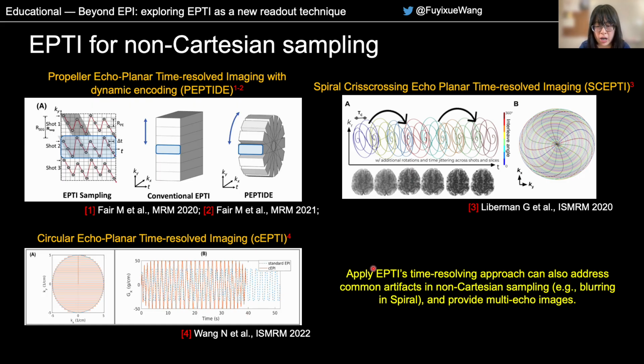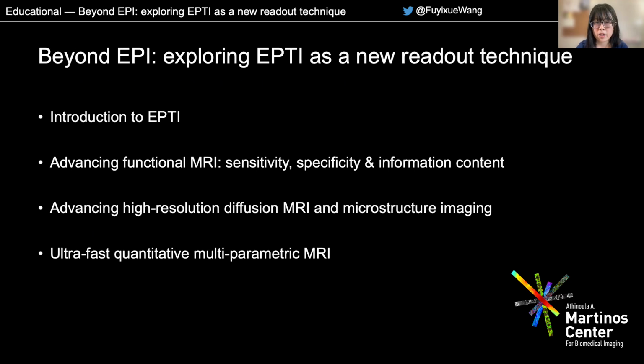Finally, EPTI can be applied to non-Cartesian sampling such as PROPELLER, spiral, or circular, to address the common artifacts in these non-Cartesian sampling such as blurring, and provide multi-echo images. And with that, I want to summarize that EPTI is a flexible readout that can be applied to different applications to improve data quality and information content with high sampling efficiency.